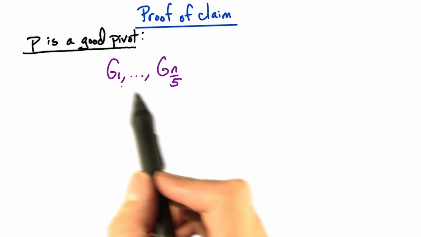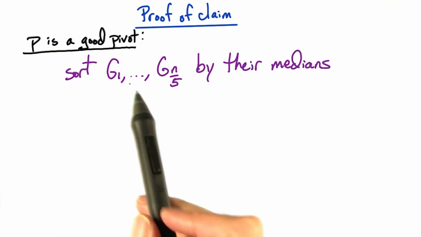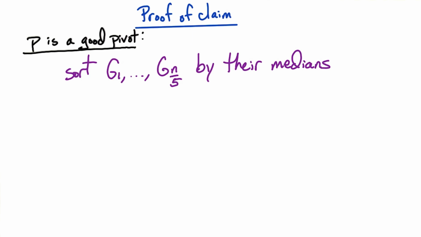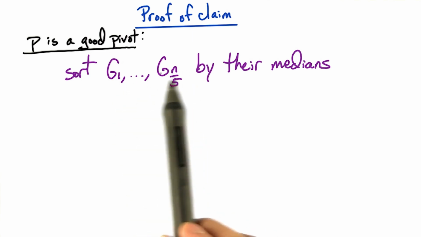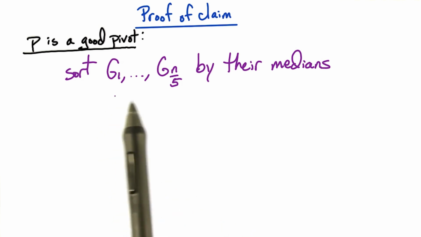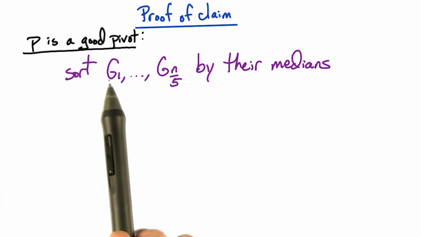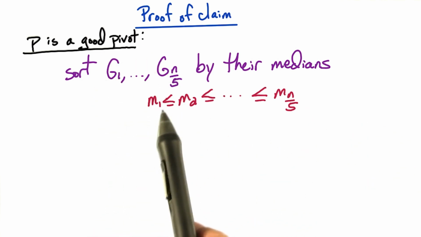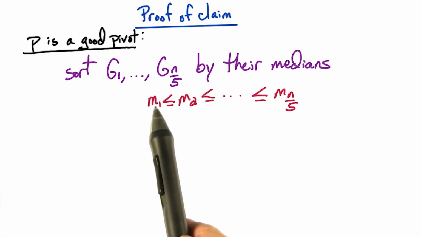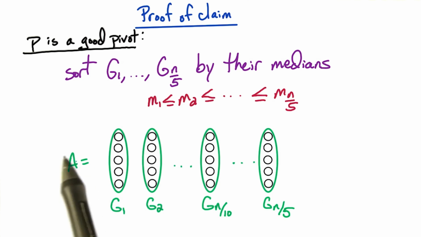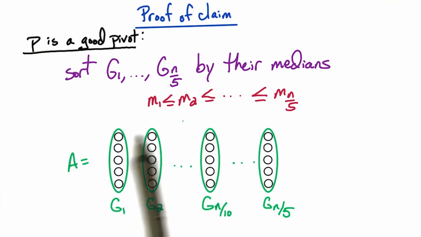Now what I want to do is I want to sort these groups. And I want to sort them by their medians. So this has the smallest median, this has the largest median. I'm just relabeling the labels on the groups. Now this is just in the proof. The algorithm is staying the same. Just for the purposes of the proof, let's do the thought experiment where we relabel these groups. So we've relabeled these groups so that the first group has the smallest median and the last group has the largest median. Let's look at this set A pictorially, and let's look at it by groups.